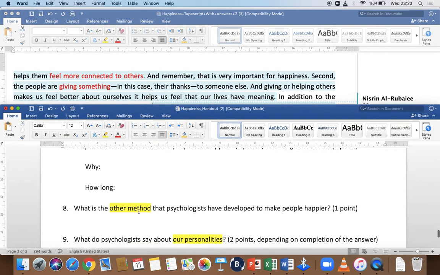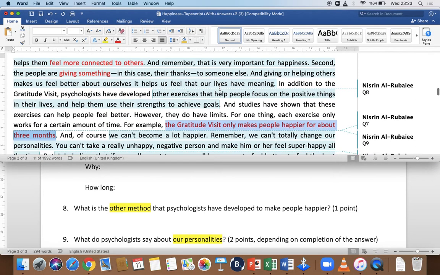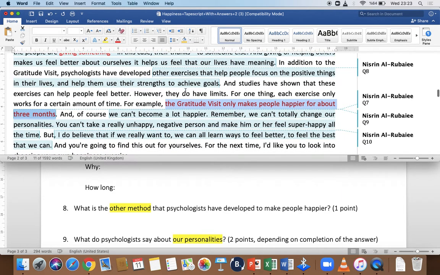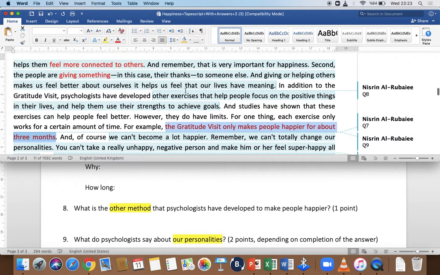And next question, what is the other method that psychologists have developed to make people happier? The other exercise is this. Help people focus on positive things in their lives and help them use their strengths to achieve goals. So you can write focusing on positive things and using our strengths to achieve goals.